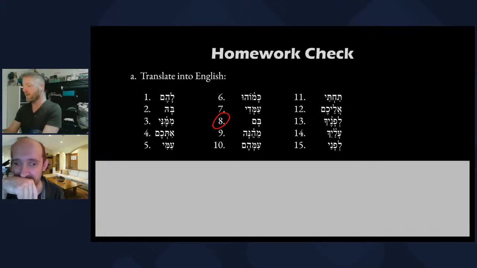Yeah. Number 8 is bahem. It's in them or by them or at them or whatever. With them if it's instrumental. Number 9. On them, perhaps.